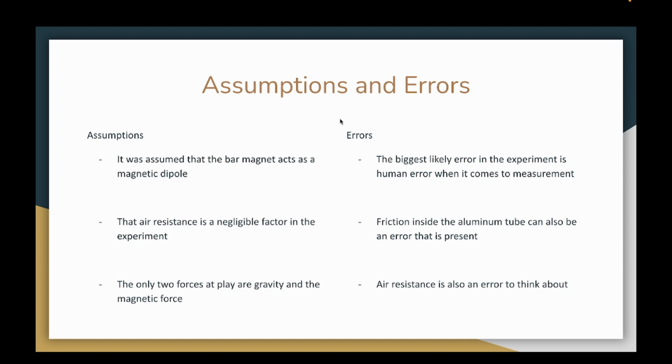So some assumptions and errors. Assume that the bar magnet acts as a magnetic dipole, as well as that air resistance is negligible, and that only two forces are at play, and that would be gravity and the magnetic force. Some errors, mainly human error in measurement, as well as friction and air resistance also being factors.